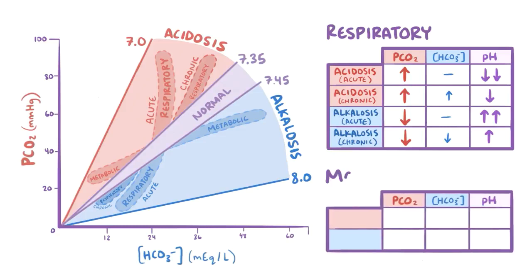In contrast, in metabolic acidosis, you get low bicarbonate concentration but instant respiratory compensation. So partial pressure of carbon dioxide goes down as well. And as a result, the pH is low, but not as low as it would be without compensation. With metabolic alkalosis, you have high bicarbonate concentration with an instant compensatory increase in partial pressure of carbon dioxide. And this leads to a high pH, but not as high as it would be without compensation.